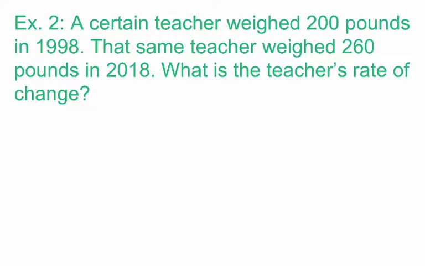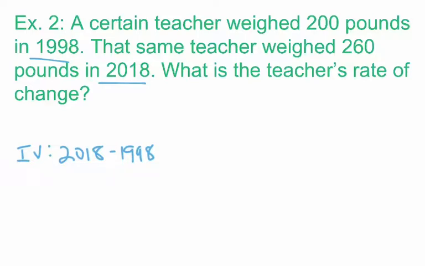Second example says, a certain teacher weighed 200 pounds in 1998. That same teacher weighed 260 pounds in 2018. What is the teacher's rate of change? So again, we see a problem related to time. Okay, we don't have any money in this problem yet, but we see some time. So for our independent variable, we have 1998 and 2018. Those are our measures of time. So to find the change in our independent variable, we're going to take 2018 minus 1998.